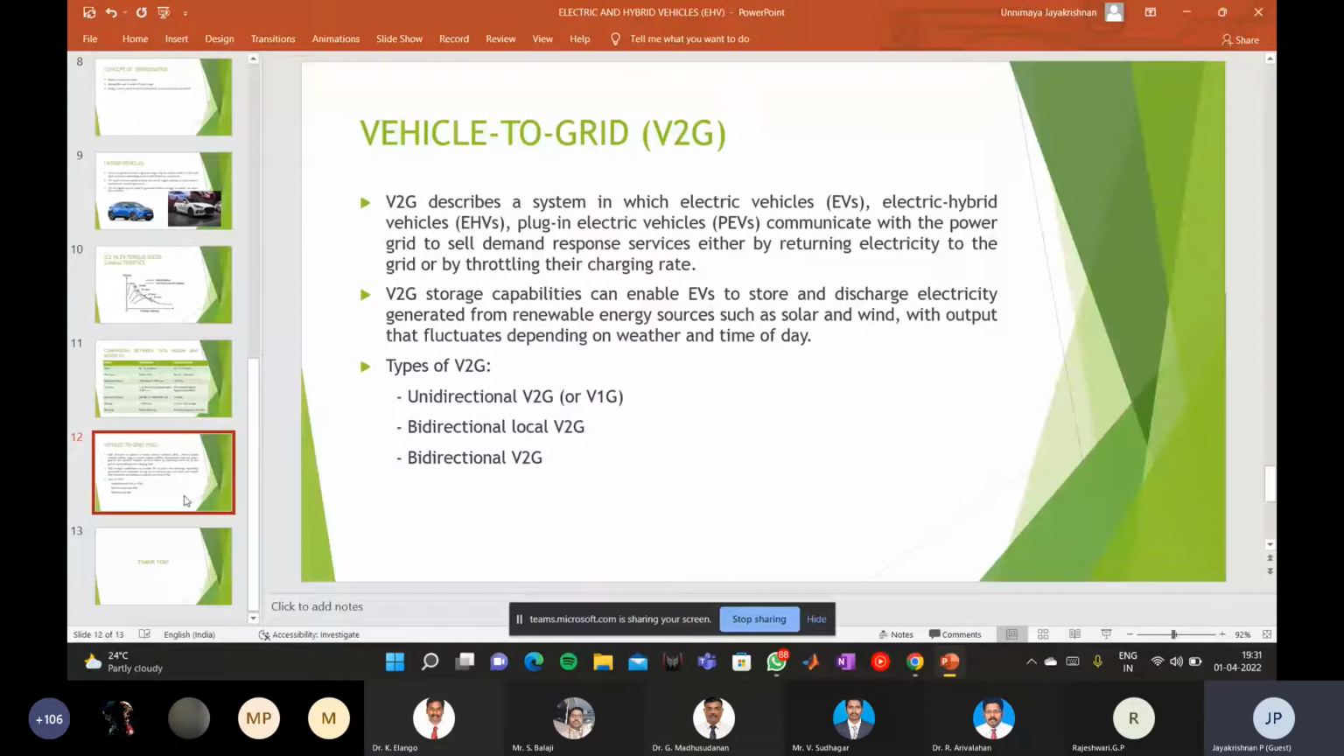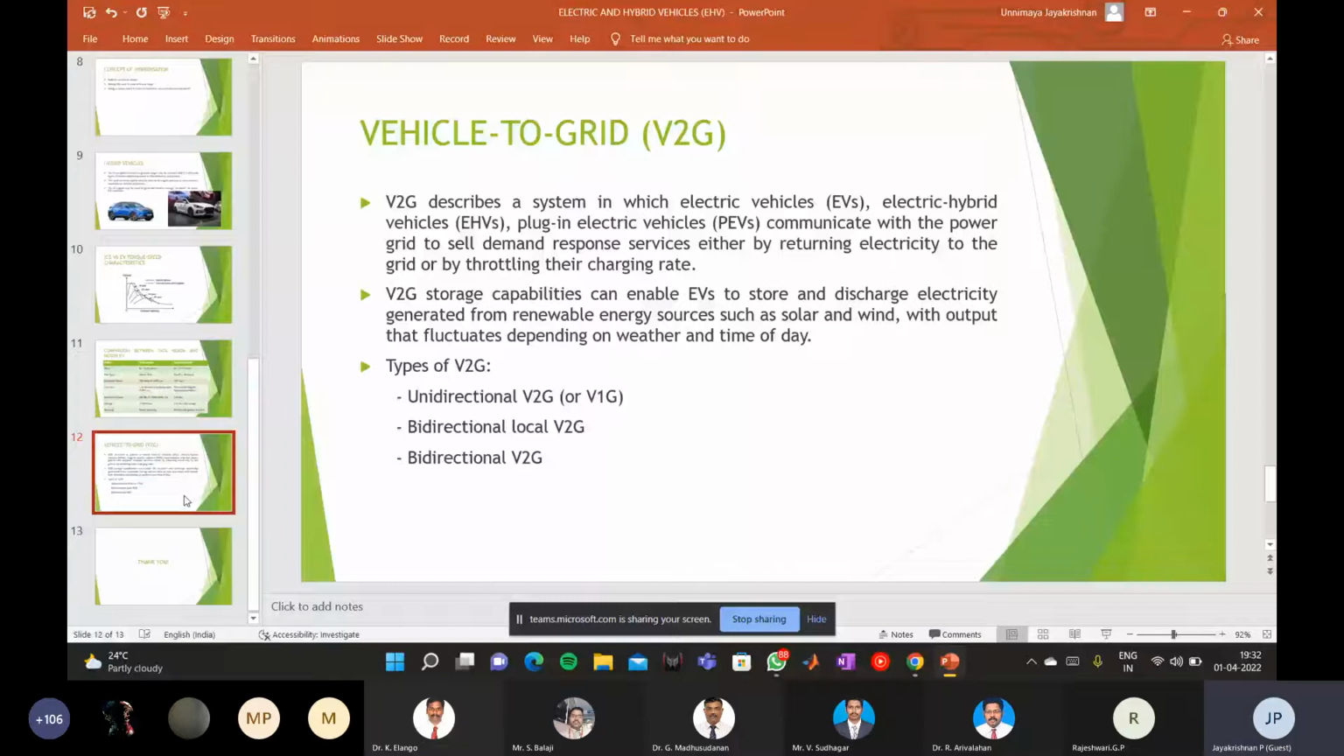Then next is regenerative braking. If we are running in city limits, we will be braking frequently, and while braking, some of the energy will be recharged into our battery. One example from my experience: I went to a place called Madikeri in Coorg district in Karnataka.